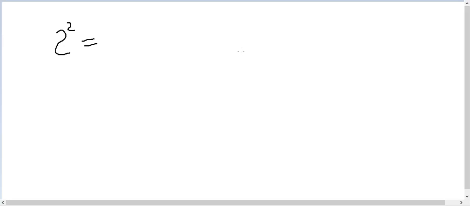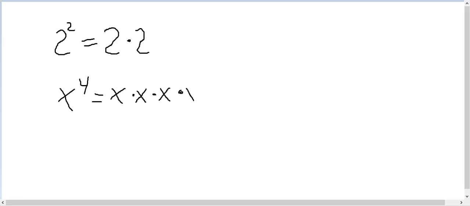Today we're going to learn more about exponents. As a quick reminder, remember that exponents means the base times itself that many times. So like for this example, it says 2 squared. What that means is it's 2 times 2. If I had an example of x to the fourth power, that would equal the same as x times x times x times x. So the exponent tells us how many times that base will be multiplied by itself.